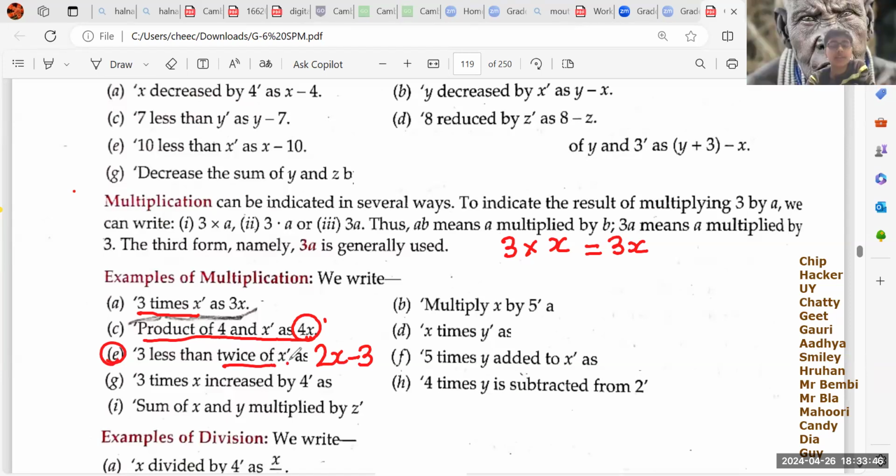Sir, but will they mark it wrong in the exam if, instead of 2x, I write x multiplied by 2? Beta, generally we don't write that, it will depend on the teacher.